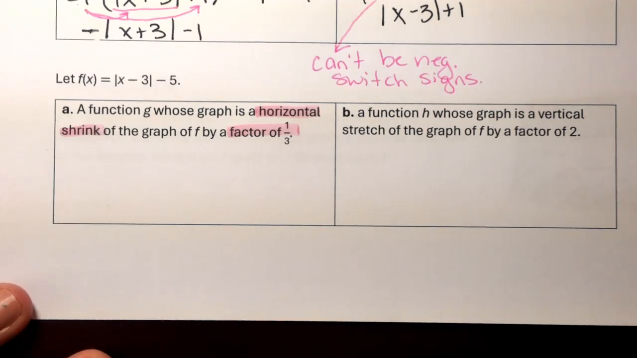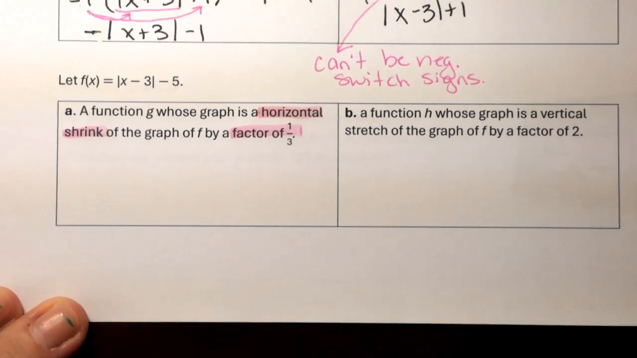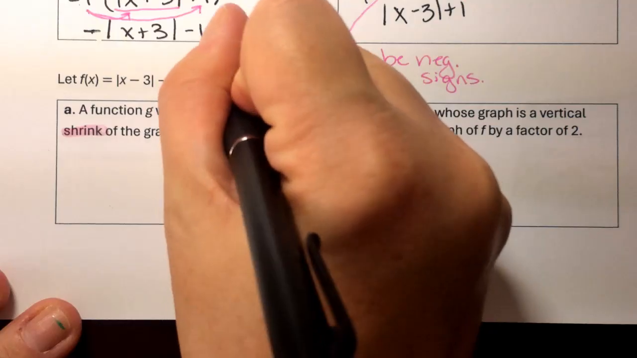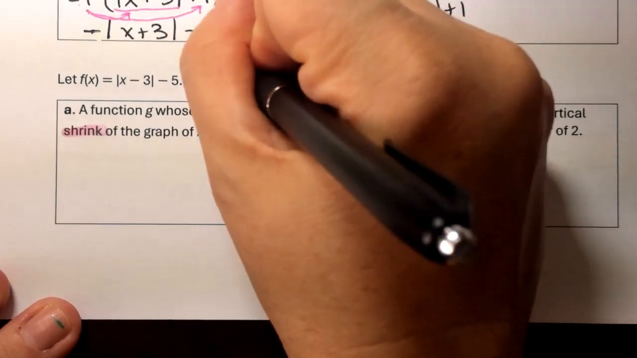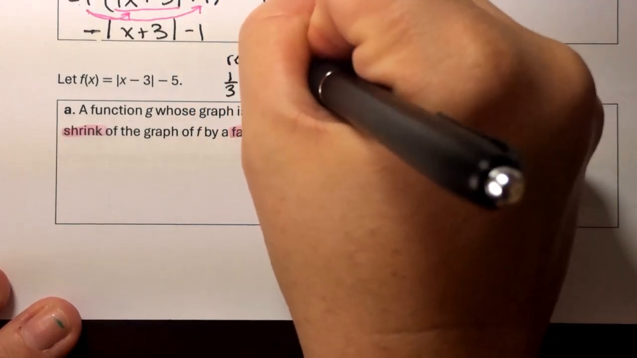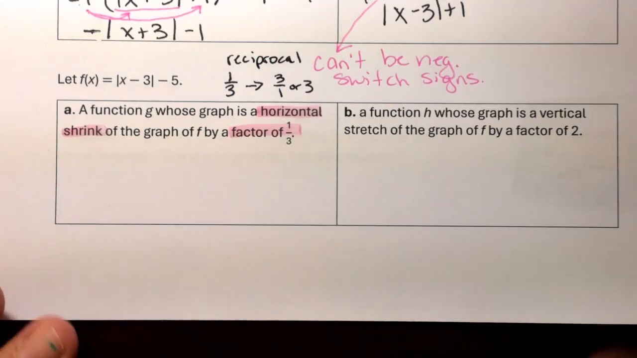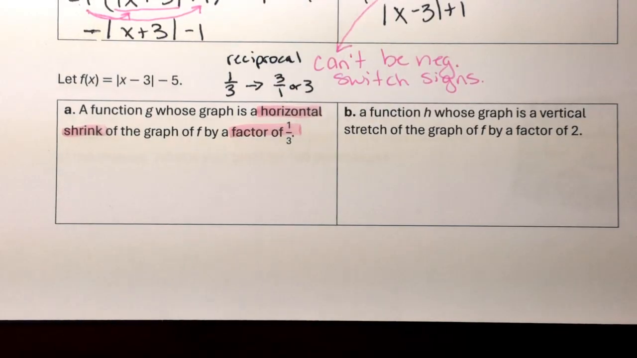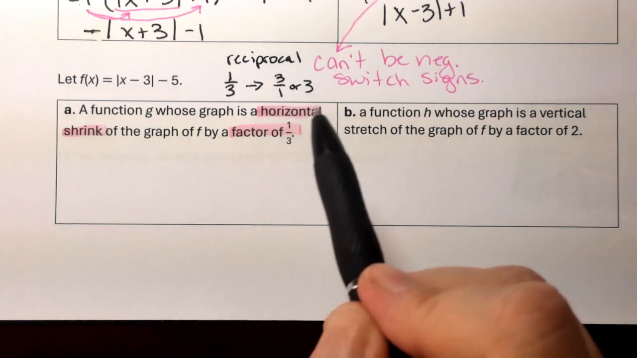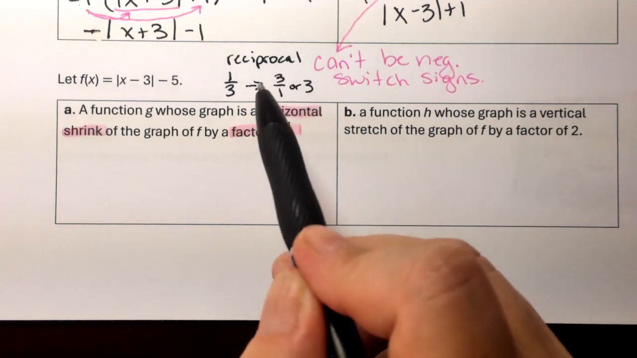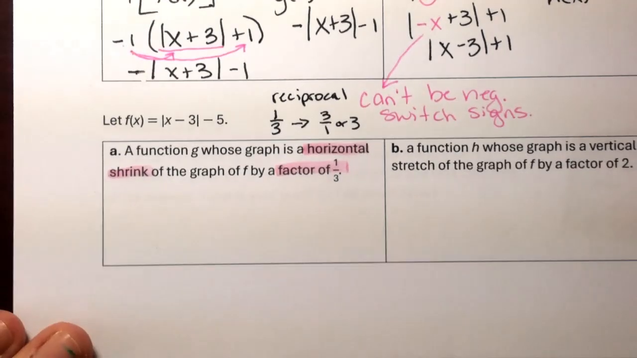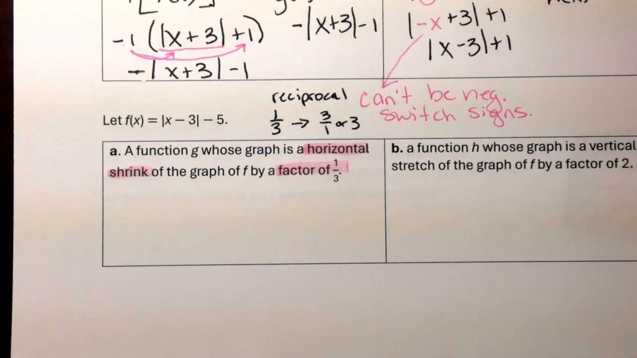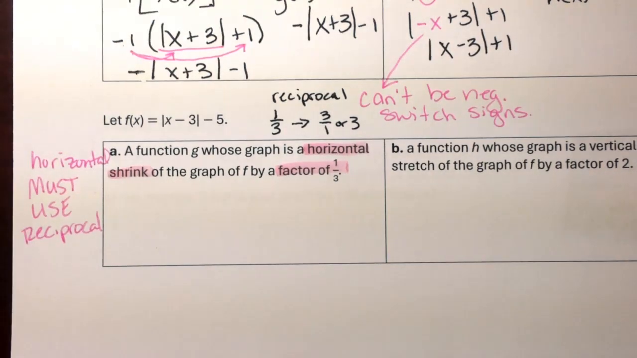Yes, I said reciprocal. All right, so let's have a quick rundown on reciprocals. The reciprocal of 1/3 becomes 3/1, or simply 3. So remember when you learned how to divide fractions, you can't divide fractions, so you multiply them: keep, change, flip. Well, the reciprocal is your flip. So only when you're dealing with horizontal, you must use the reciprocal. Horizontal only. All right, so let's make a note over here. Horizontal must use reciprocal.